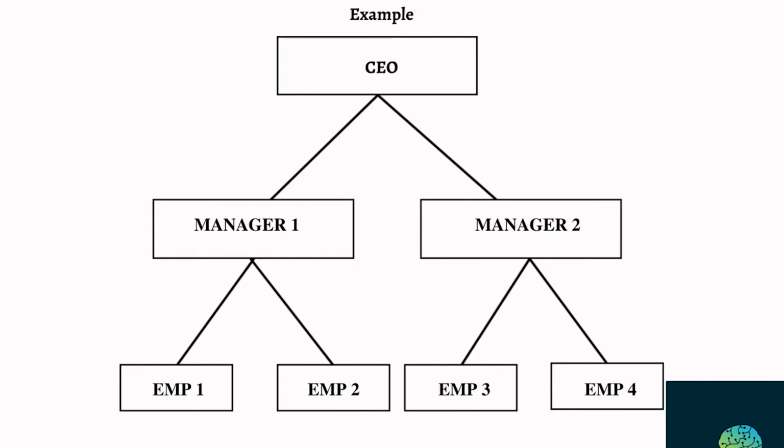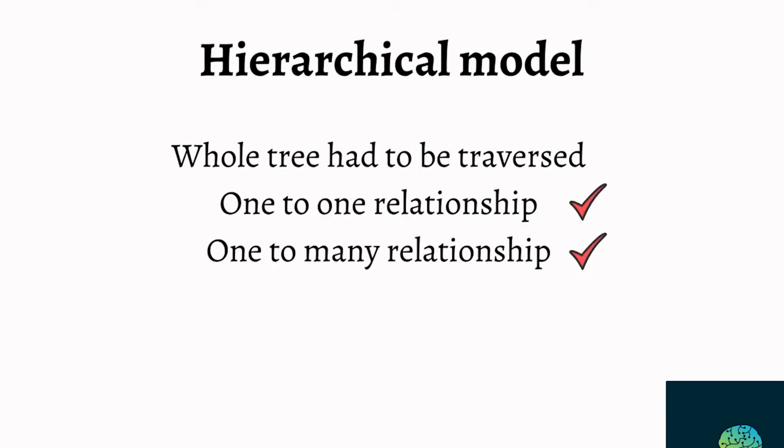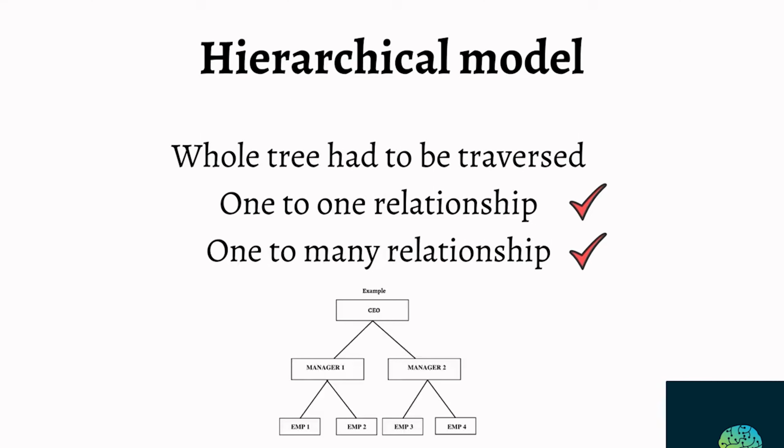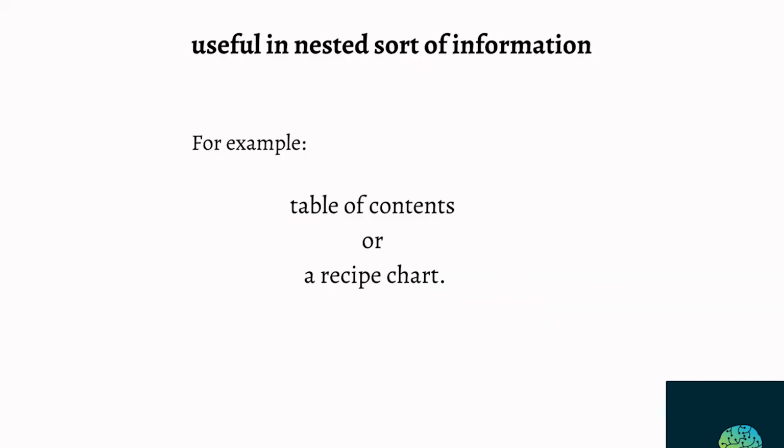But the hierarchical model only had a one-way approach, that is, to get to a certain data, the whole tree had to be traversed, starting from the root to the nodes. The hierarchical model depicts a set of one-to-one and one-to-many relationships between a parent and its children segments. That is, each parent can have many children, but each child has only one parent. Thus, many-to-one or many-to-many relationships could not be defined, resulting in the drawback of the hierarchical model. This structure is useful in nested sort of information, like, for example, a table of contents or a recipe chart.